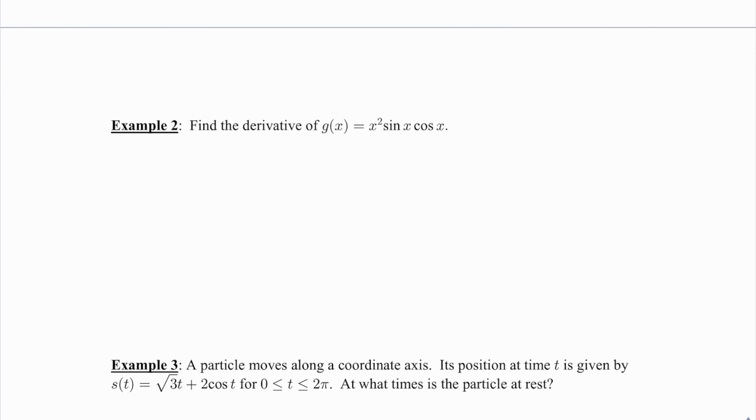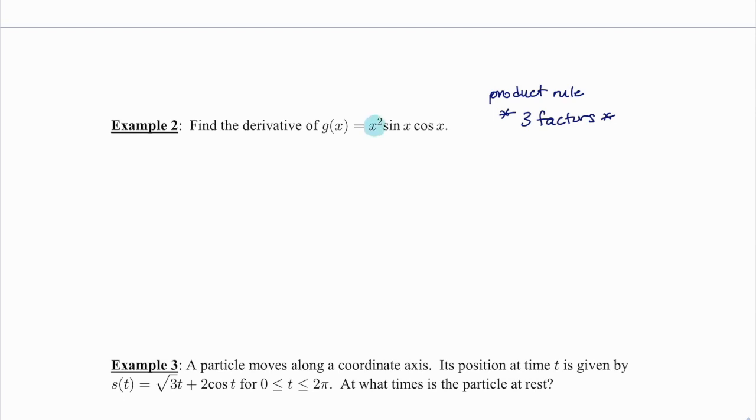Example 2 asks us to find the derivative of g of x equals x squared times sine x times cosine x. And so here we'll need the product rule, but we want to pay attention to the fact that we have three factors. So we need almost an extended product rule. When we have three factors and a product rule, it helps to group two of them together and treat them as two factors at the start.